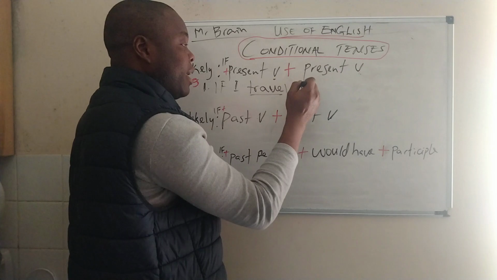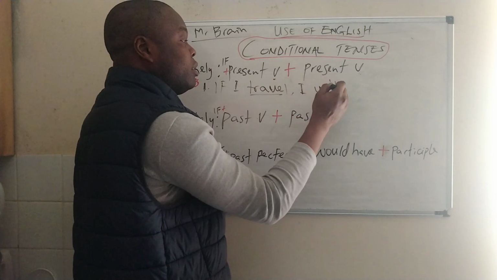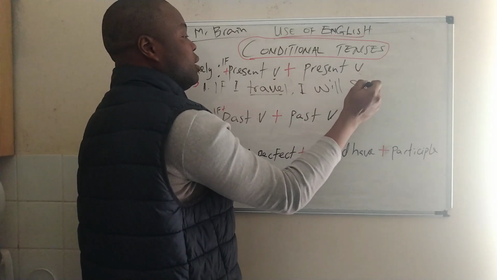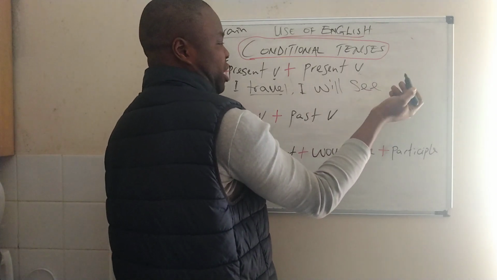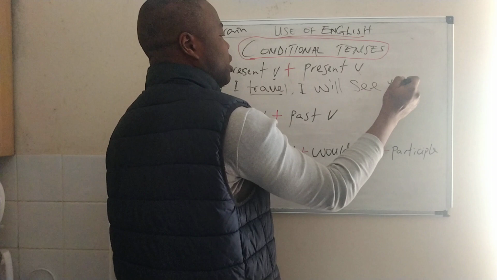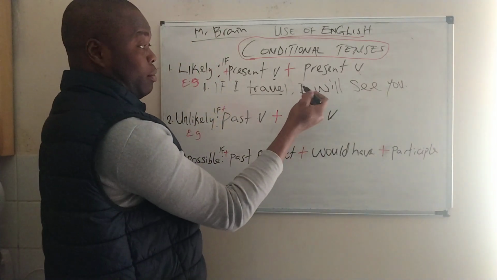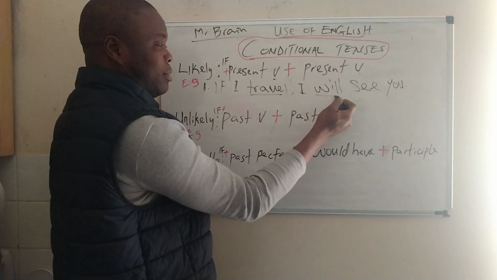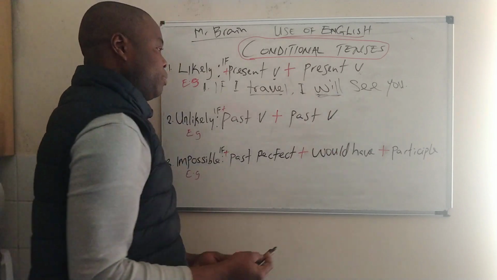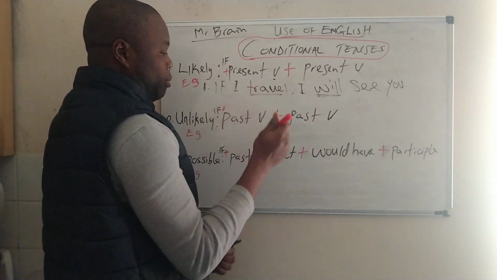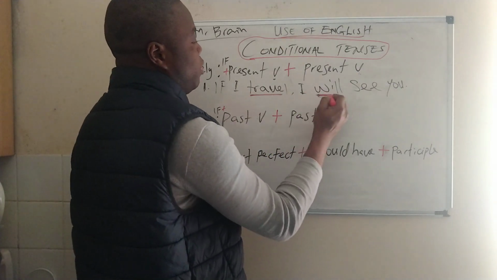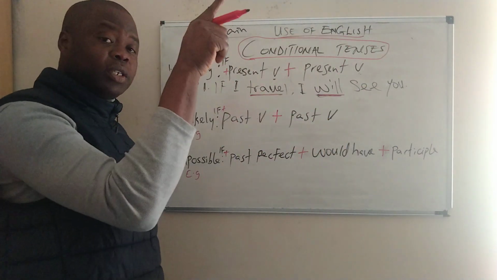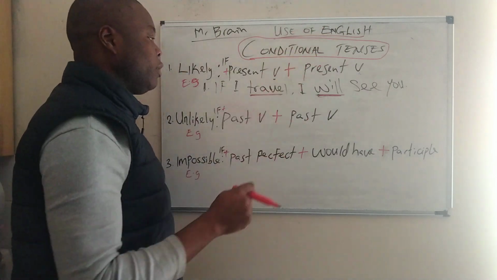I will see the queen. I'll see you. Let me just make it short. I'll see you. Right? Where is the verb there? To travel, that's the verb. This is the verb there. The present verb here and the present verb here. I will see the queen. That's in the future case here. I will see the queen.